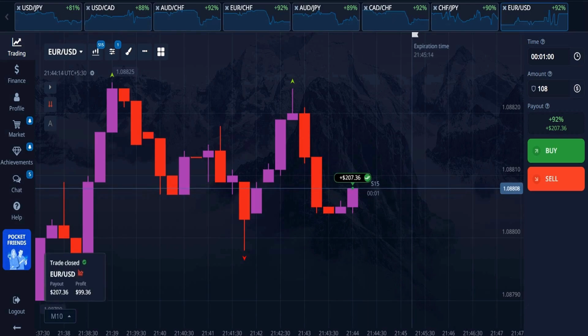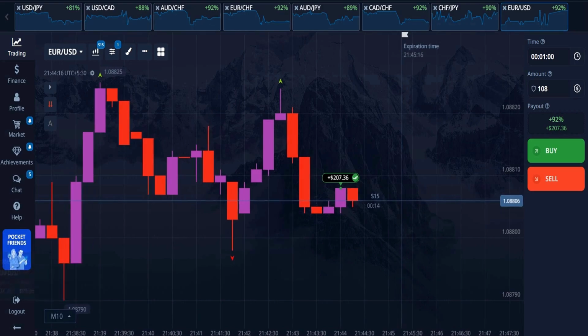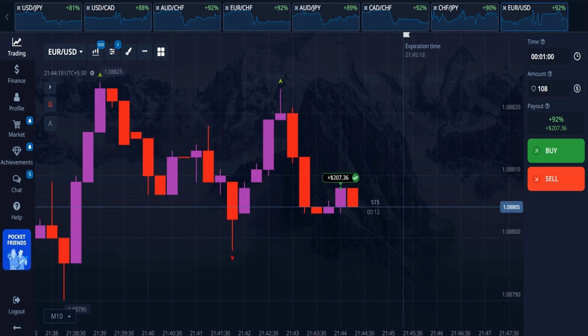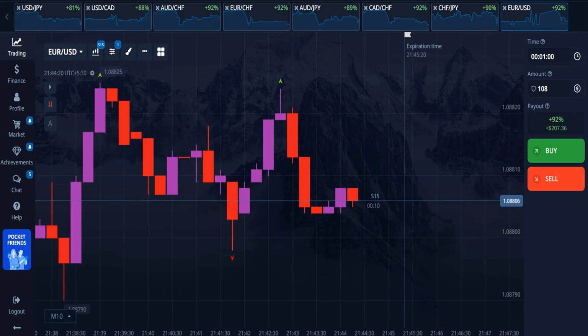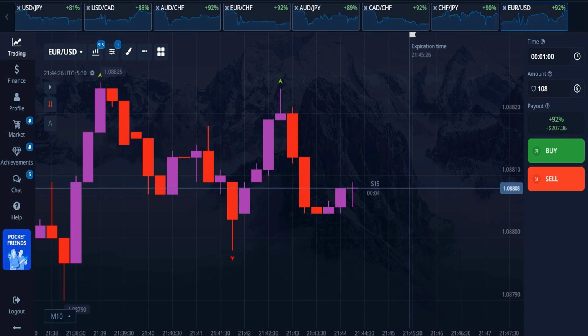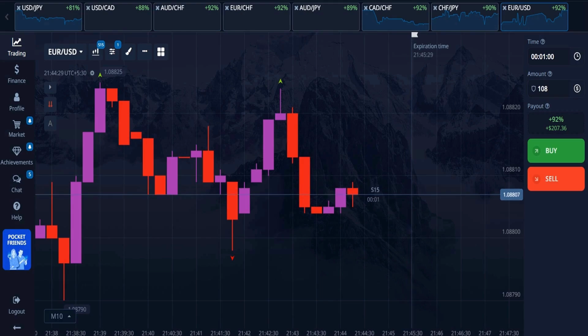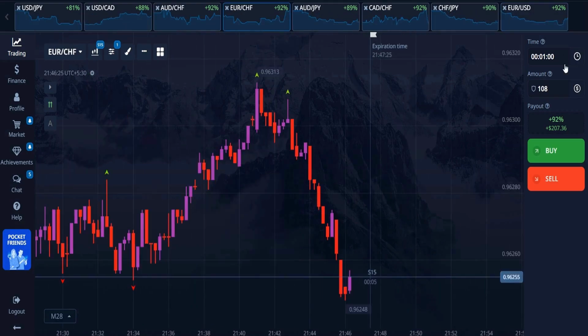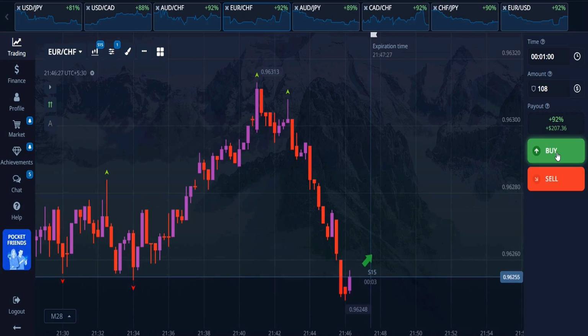We've won this trade. This confirms that our strategy is working as expected. The resistance level held strong, and the price moved downward just as we anticipated. But remember, not every trade will be a winner, so always follow proper risk management to protect your capital. Now let's look for another perfect trade setup using the same strategy.